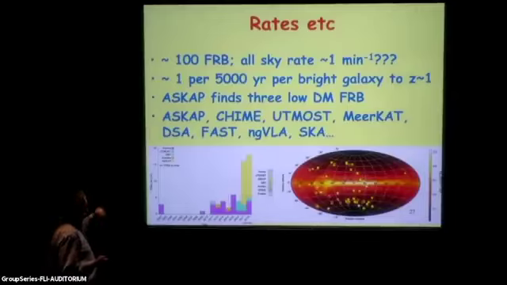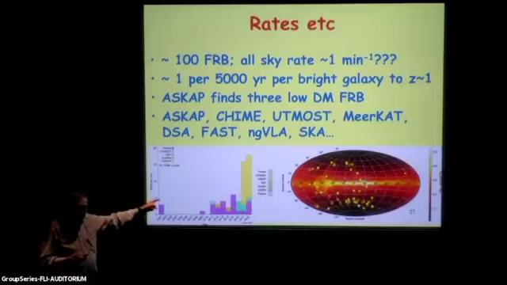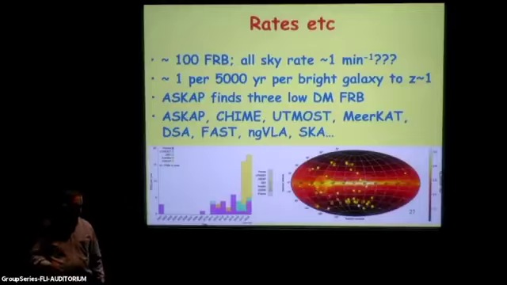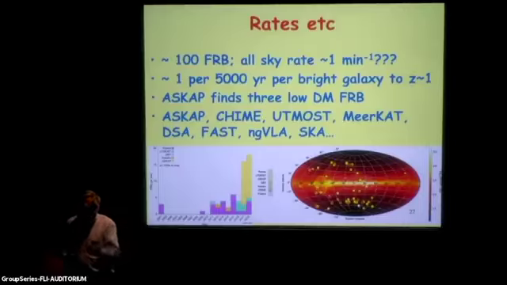So these are the rates. This is sort of one per 5,000 years per bright galaxy, roughly. I haven't got time to go through all the details of this. All I'm saying is that the telescopes being used to observe this are being constructed like mushrooms, and the telescopes are cheap to do this. It's low frequency radio astronomy.